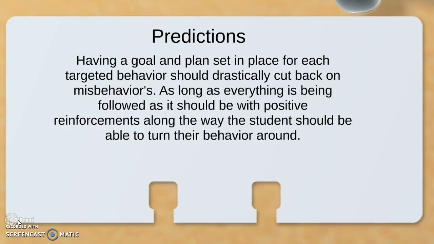Predictions. Predictions will become easier as long as there is a plan in place and everyone involved is made aware. The behavior plan is used as an outline for what behaviors are triggered and possible outcomes. If the plan is followed correctly, then behavior should calm down. If the plan is not followed, the behaviors can become even worse.